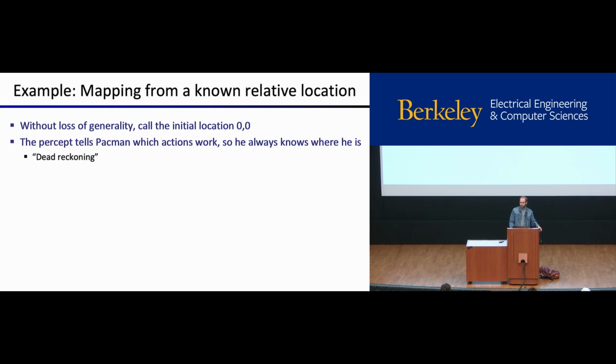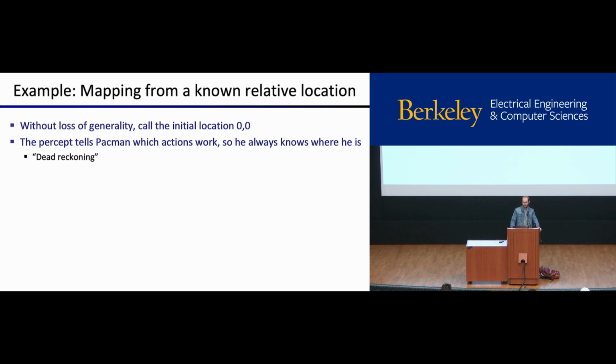Next example is using logic to answer a different question. Not where am I, not how do I achieve some goal, but what does the world look like? So without loss of generality, let's just rename our coordinates and say that the initial location is 0, 0. Now what's nice for this setting is the percept tells Pacman which actions work, so he always knows where he is. This is called dead reckoning.